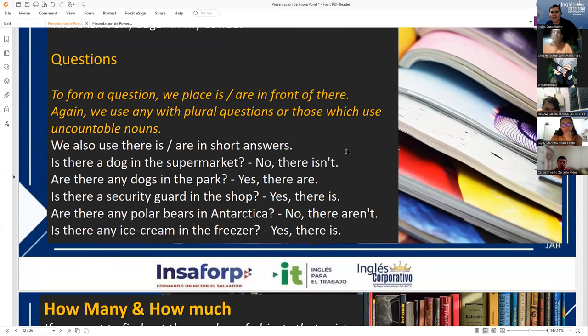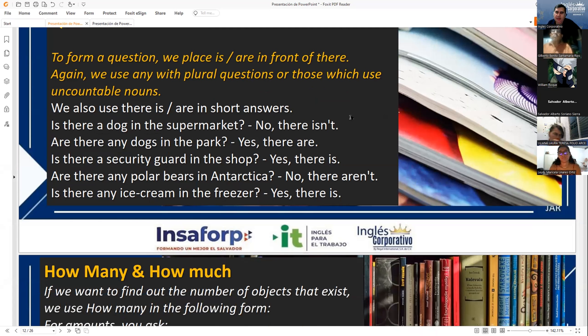With questions, we also use there is or there are in short answers. What is the question? The is goes at the beginning of the sentence. There is a book. Is there a book? There are some people. Are there any people? We change some for any in the questions, right? So to form a question, we place is, are, before there. Again, we use any with plural questions or those with uncountable nouns. We also use there is in the short answers.